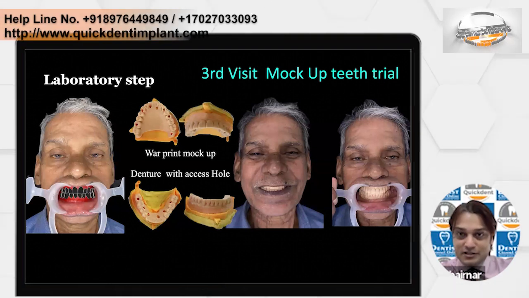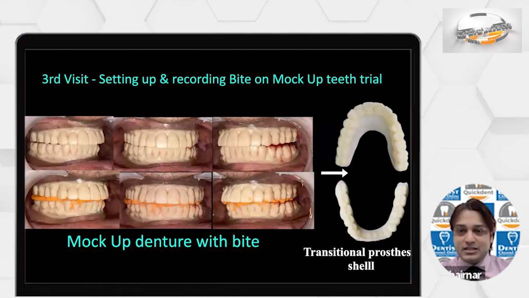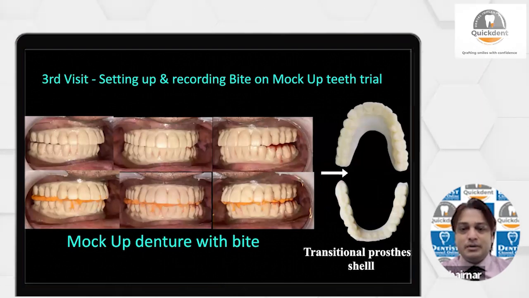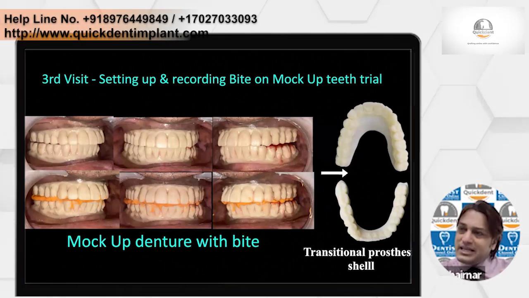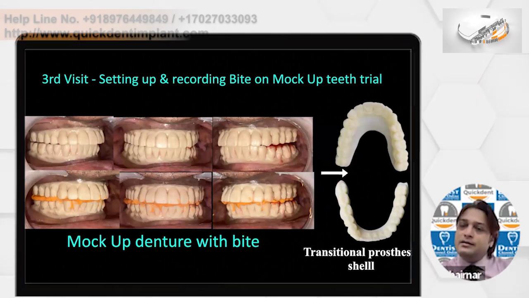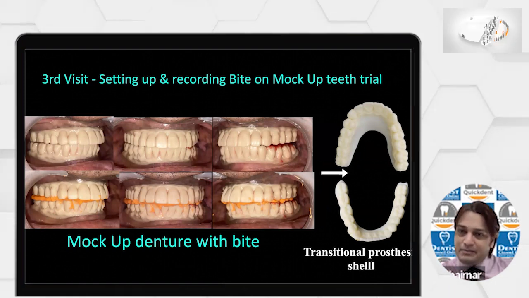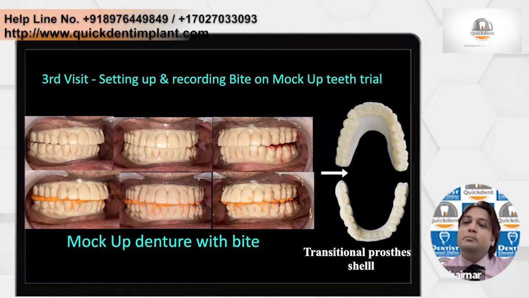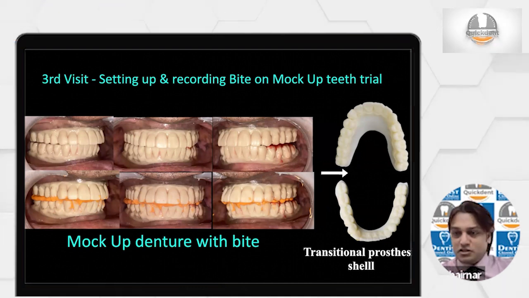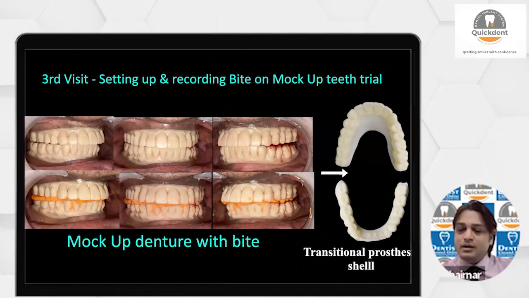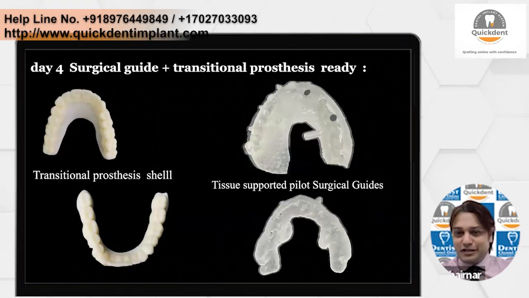Now I've still not started surgery in this case. Mock-up trial is ready. Everything is okay. We will check, and if there is any bite discrepancy, we will correct it. We'll record the bite and send it. Once this is sent, they will rescan it extraorally, replicate all these parameters and information, and print the transitional teeth of the prosthesis, which is a shell. Now this shell is ready, and your guide is also ready.